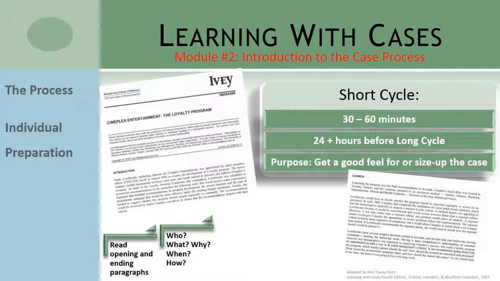The first steps in completing the short cycle are to review the opening and ending paragraphs. By reading these 2 sections first, we start to get a better understanding of who the decision maker is and what position or title they hold. This will help us get a better understanding of the role that we play as we step into the case. Reading these 2 sections also gives us a better idea of what appears to be the big issue that we face as an organization or as an individual. This also helps us to understand the significance of the issue that we face.